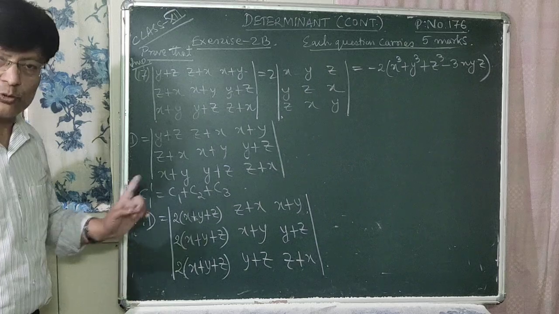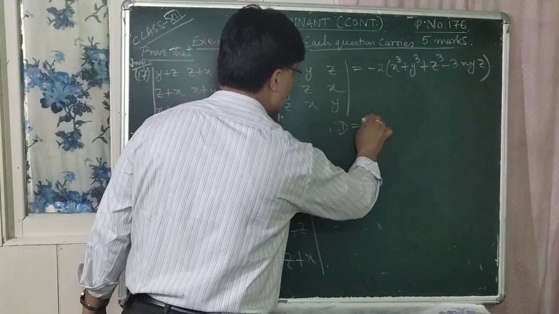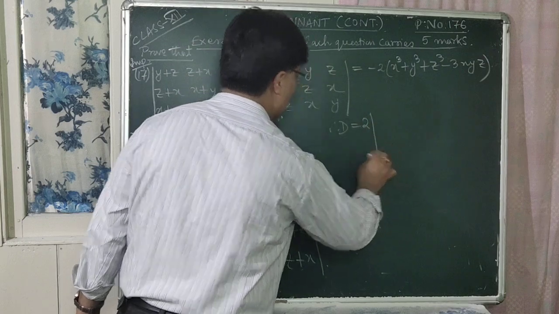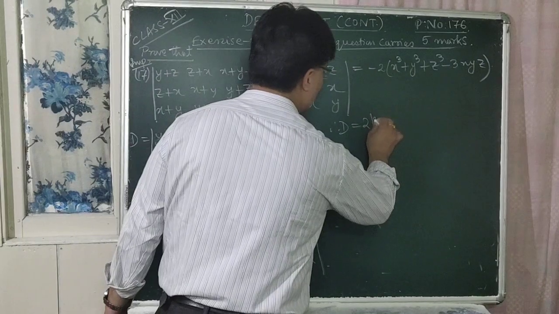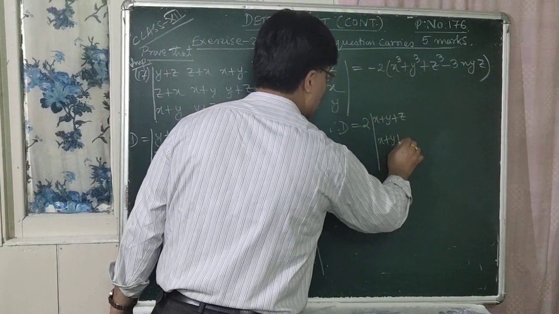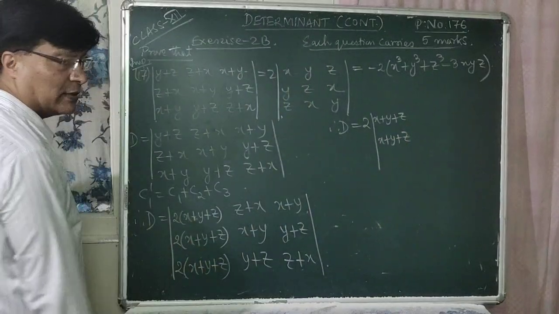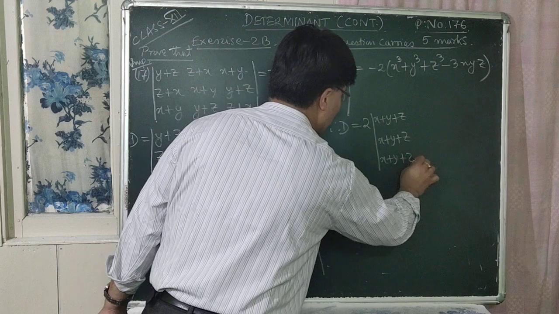Only you have to take 2 as common. So what is D now? D is equal to 2, taken common from the first column. Okay. So what is the new first column now? It is x plus y plus z. This is also x plus y plus z. Third element of the first column is also x plus y plus z.